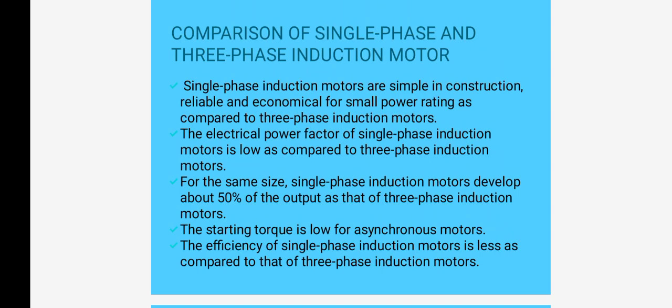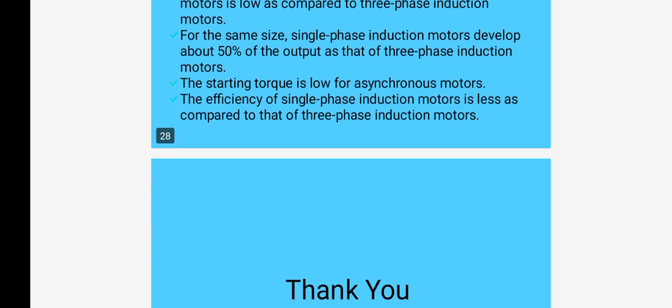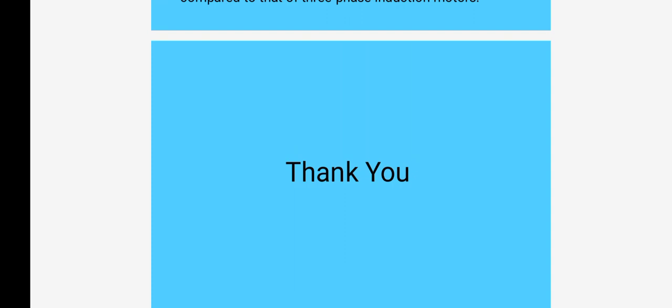For the same size, the single phase induction motor develops 50% of the output of the three phase induction motor. The starting torque is low for the single phase motor. The efficiency of the single phase induction motor is less as compared to the three phase induction motor. So the three phase induction motor is always more efficient when compared to the single phase induction motor.